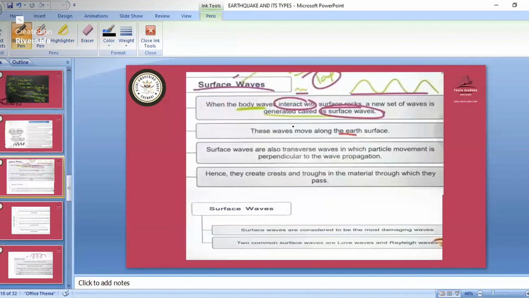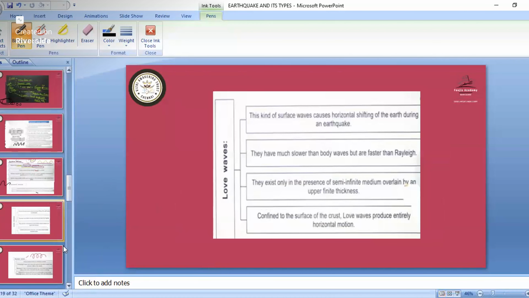Okay, now surface waves occur on the surface of the earth. There are two types, Love waves and Rayleigh waves. Here in the surface wave, it will move like this and produce crest and trough, which are perpendicular to the direction of wave propagation. So they are known as surface waves.